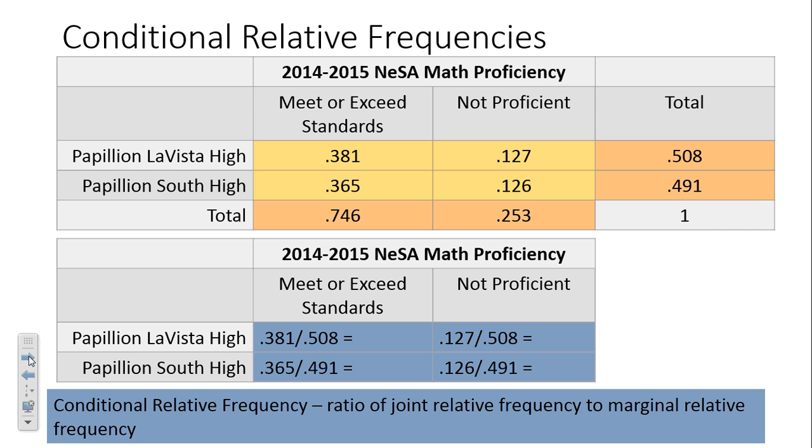So 0.381 divided by 0.508. Change my pen color so it stands out.